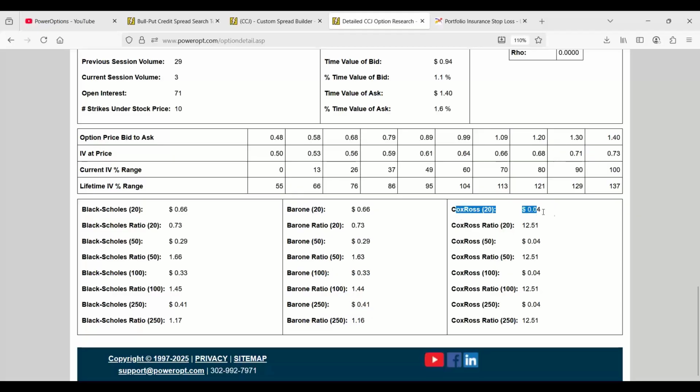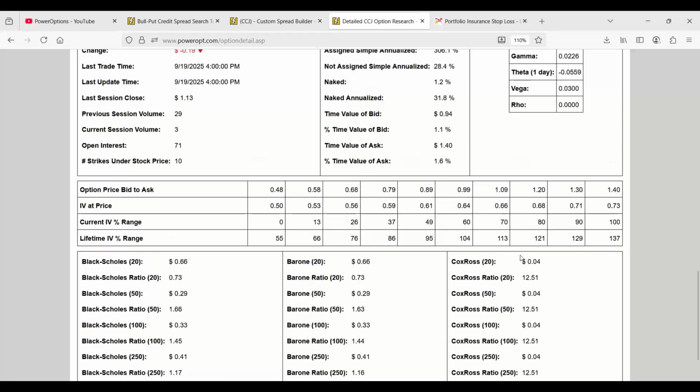Now the Cox-Ross is way off base. I don't want to say way off base, but it is very, very low. Cox-Ross has it only at 4 cents, 4 cents, and 4 cents. I'm going to take a look at that and talk with the programmers because I think this is errant.